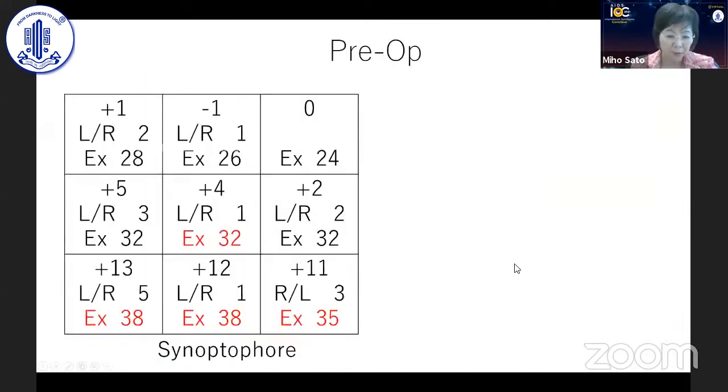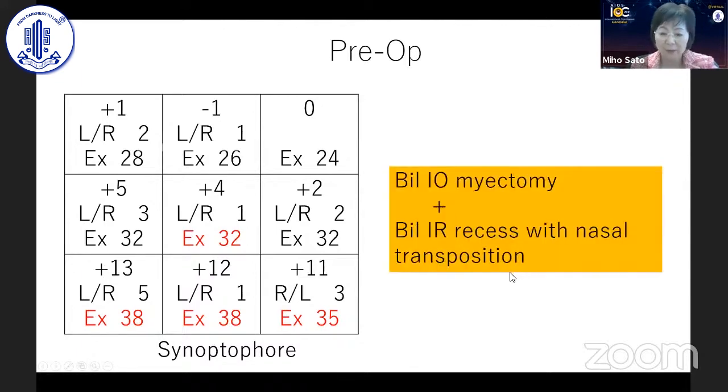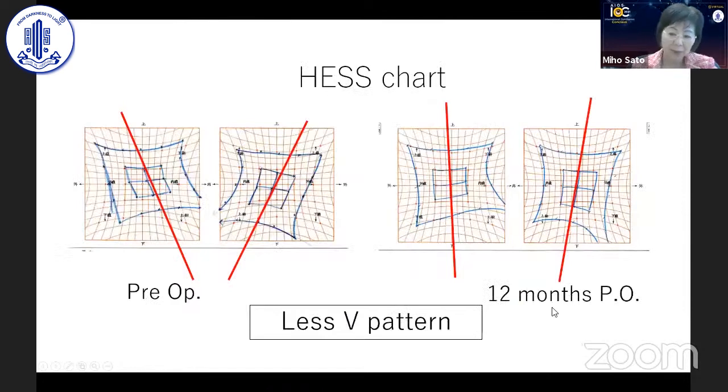This is a synoptophore with 9 gaze positions. His cyclotorsion in the primary position was 32 degrees, and it increased to 38 degrees. We decided to perform bilateral inferior oblique myectomy and bilateral inferior rectus muscle recession with nasal transposition. This is the pre- and post-operative head tilt chart.